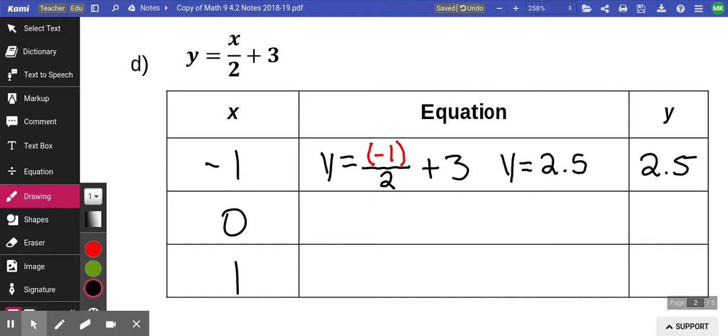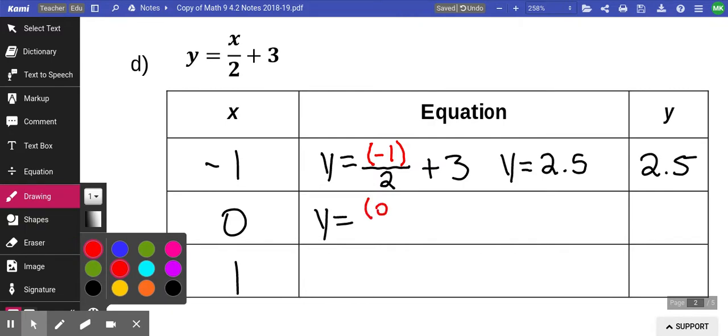If we try the second one, we have x equals 0. So we're going to go to our equation. Everything stays the same, except I'm changing my input value to be 0. This means I now have 0 divided by 2. That's still 0. Plus 3 is 3. So my y value is 3.